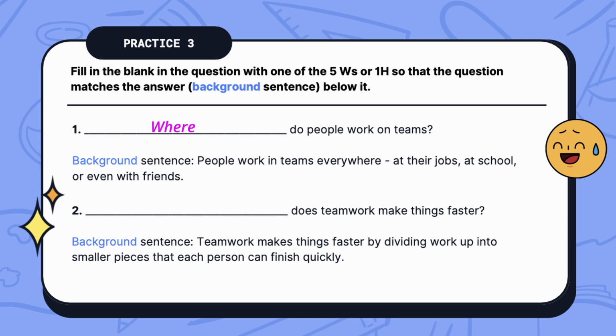Question number 2. Blank, does teamwork make things faster? My background sentence says, teamwork makes things faster by dividing work up into smaller pieces that each person can finish quickly. One hint here is anytime you see the word by, that tells you it's the way something is done. This normally goes with an H question. So my question should be, how does teamwork make things faster? Well done. Now let's keep going to practice number 4.